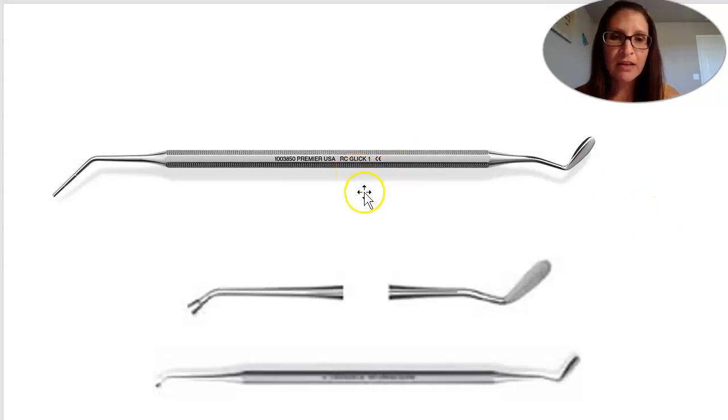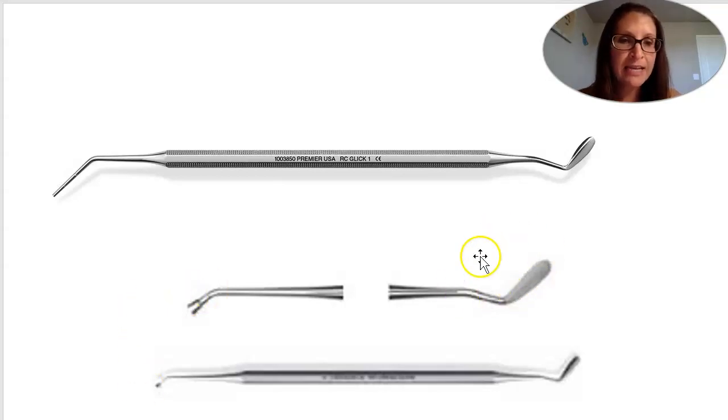Glick number 1, not to be confused with the Woodson. As you can see, the Woodson looks a little bit similar. It's also a double-ended instrument. You're going to find Woodsons more often in your restorative setups, but you might also find it in endo setups as well. It has a paddle end that would be used to place material and more of a condenser end that looks more similar to your restorative condenser to push the material down.